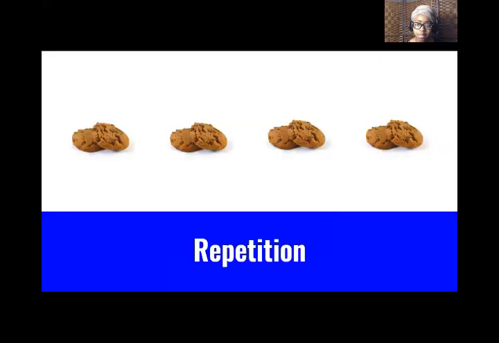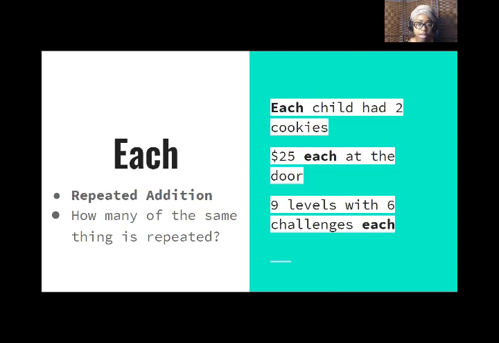So repetition. As you see, we have cookies, and there are groups of 2 cookies that are being repeated, and we see they're repeated 4 times, okay? So 2 times 4, how many cookies are there in all? 8. All right, let's look at some words that will bring us to this point where we need to multiply based on repetition. Okay, so each is one of the words that represents repeated addition in a multiplication problem. And we want to ask ourselves how many of the same thing is repeated.